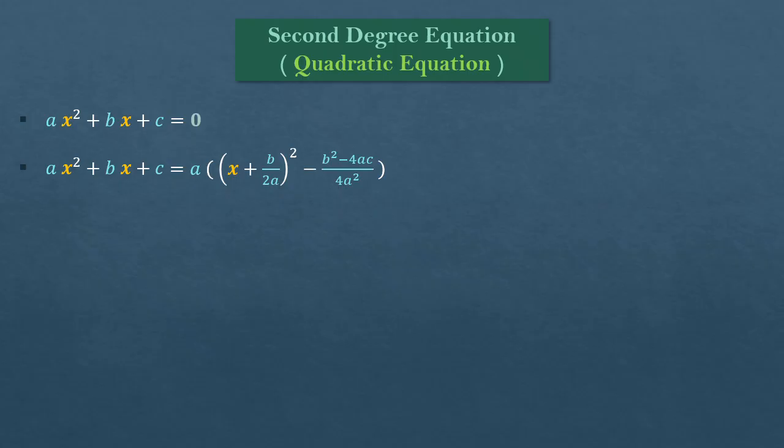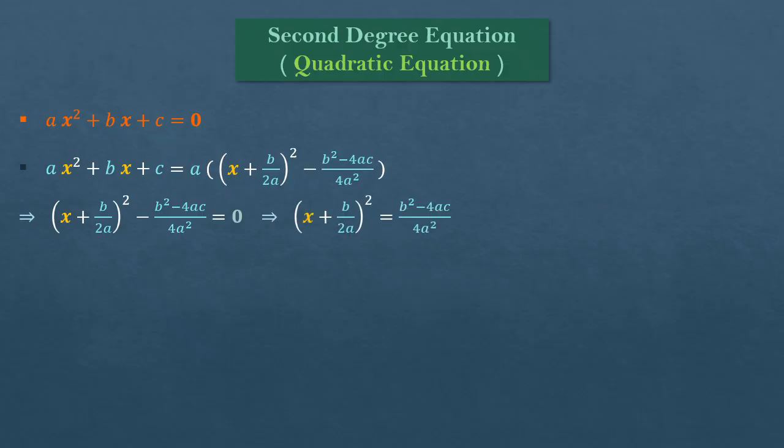Now, as our expression a times x squared plus b times x plus c equals a times (x plus b over 2 times a) all squared minus (b squared minus 4 times a times c) all over 4 times a squared, then a times x squared plus b times x plus c equals 0 implies that (x plus b over 2 times a) all squared minus (b squared minus 4 times a times c) all over 4 times a squared equals 0, as our coefficient a is different from 0. And this means that (x plus b over 2 times a) all squared equals (b squared minus 4 times a times c) all over 4 times a squared.